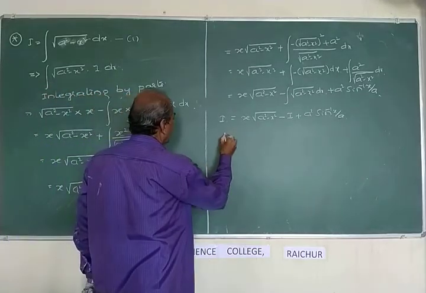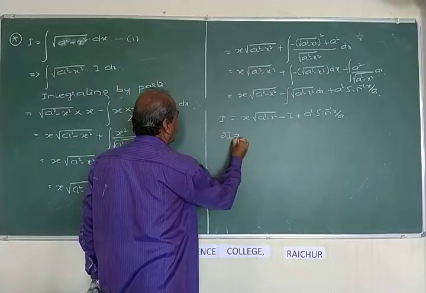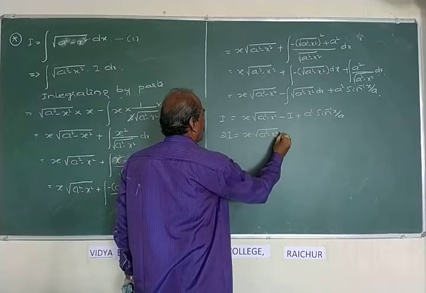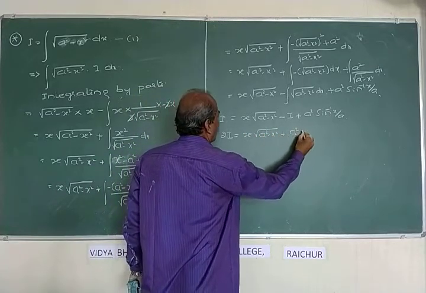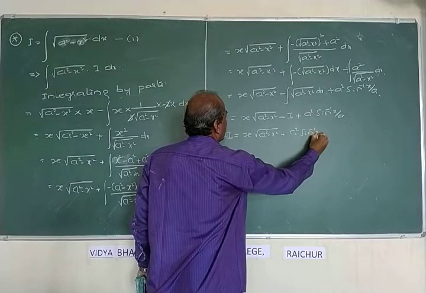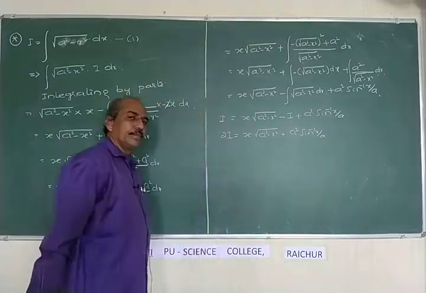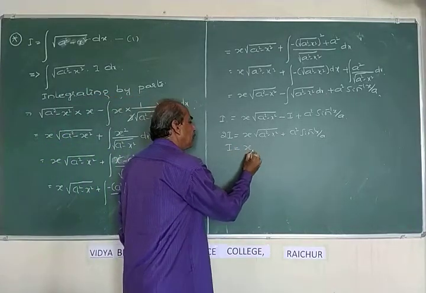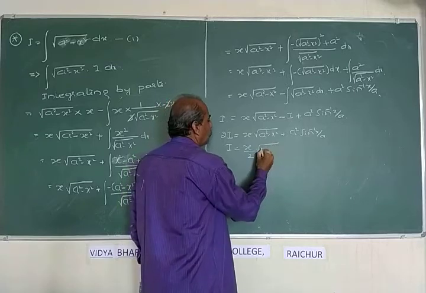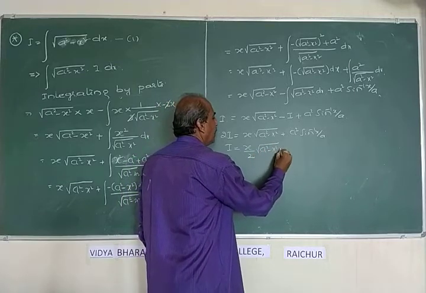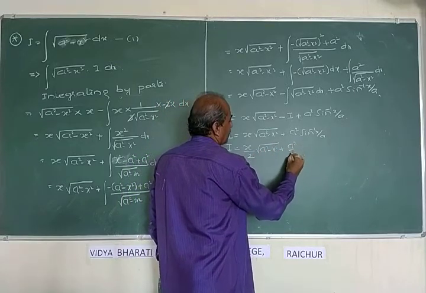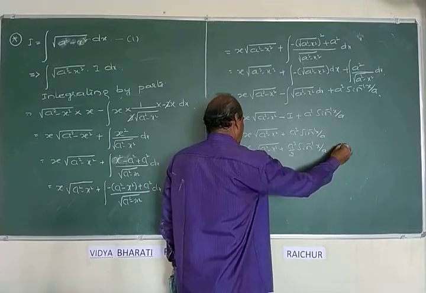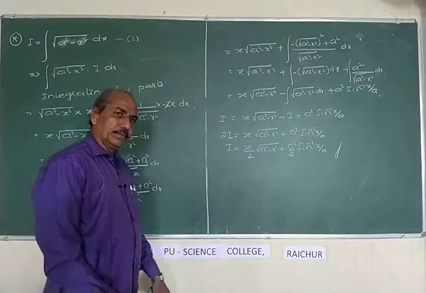So bring that minus I to the left hand side, it becomes 2I is equal to x into root of a square minus x square plus a square into sine inverse x by a. So I is equal to x by 2 into root of a square minus x square plus a square by 2 sine inverse of x by a is the formula.